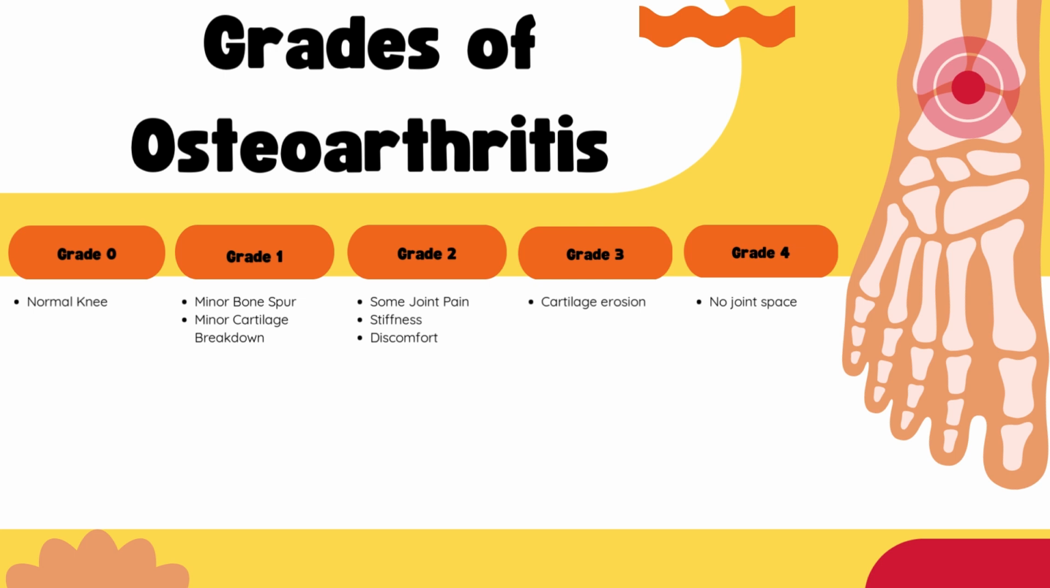Grade 0, normal knee, there's nothing going on. Grade 1, minor bone spurs, possibly. Minor cartilage breakdown. Grade 2, some joint pain maybe arises, stiffness and discomfort. Grade 3, cartilage erosion occurs around the ends of the joints. And then grade 4, no joint space. This is very severe. You have a lot more spurring, a lot more cartilage erosion. There's a lot of bad going on here.